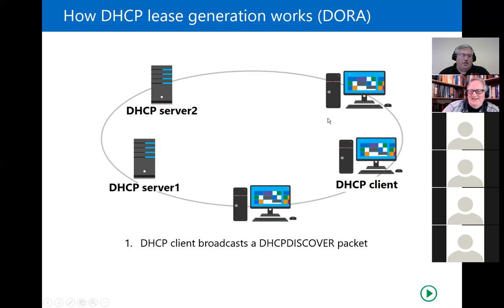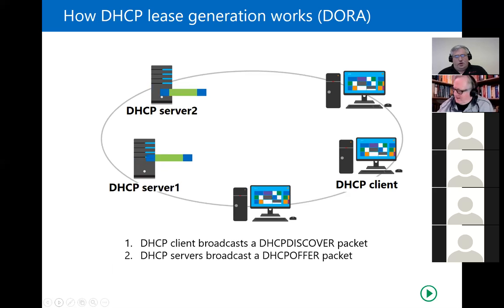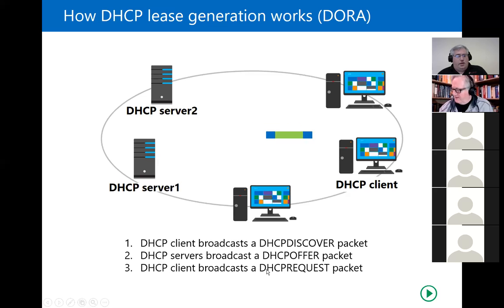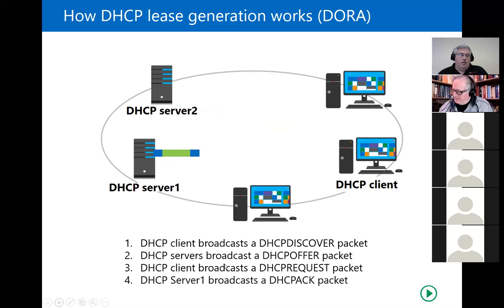So how this all works, the client will broadcast a DHCP discover packet to the server. The server will then hand out a DHCP offer and say, hey, you want this? Does it work for you? The client says yes, that will work, and sends a DHCP request. And then finally, the DHCP server hands out an ACK, an acknowledgement.